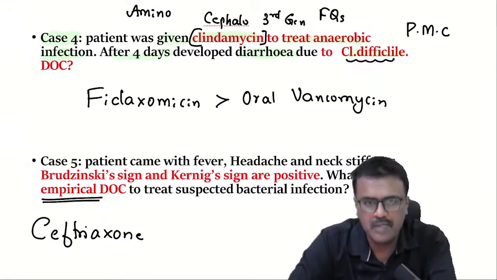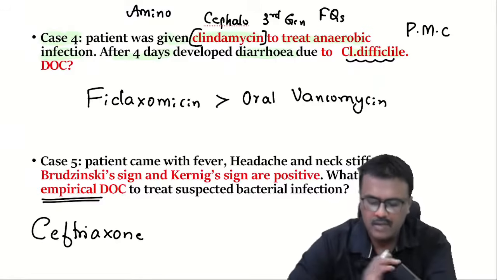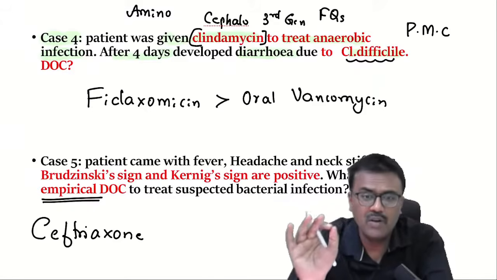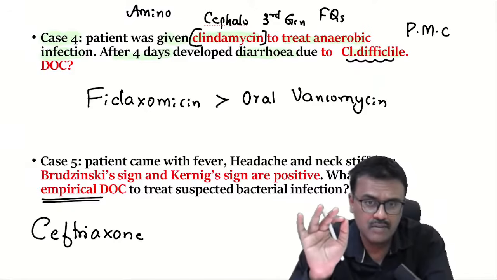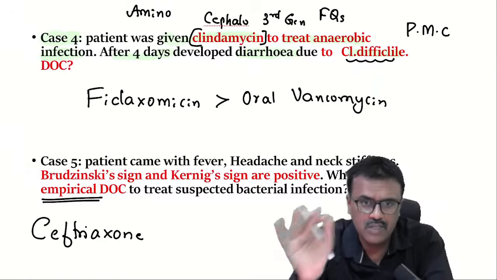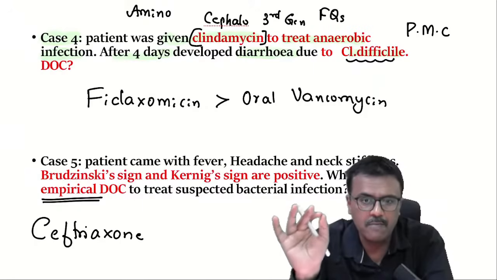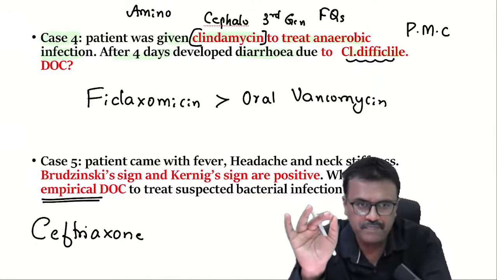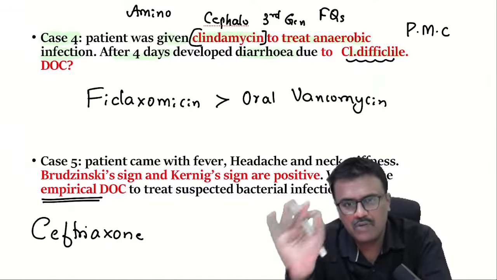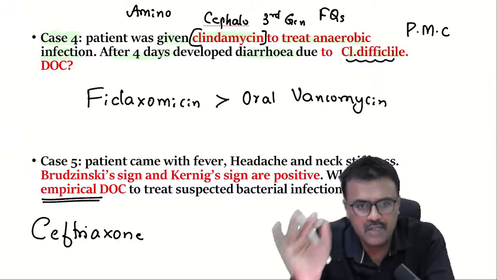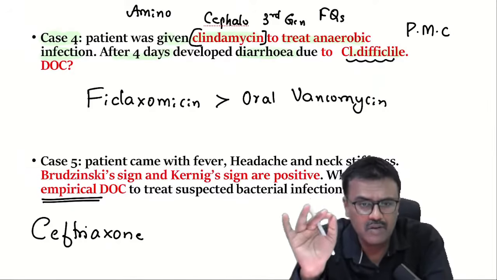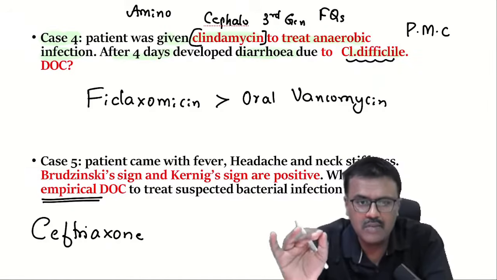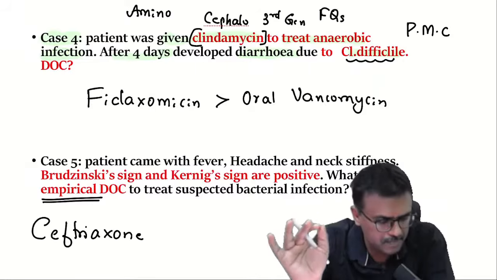suspected bacterial meningitis. But remember, ceftriaxone will not work on listeria. So if it is due to listeria meningitis, the drug of choice will become ampicillin. This is not tested. Otherwise, ceftriaxone will cover maximum bacteria causing meningitis, but it will not work on listeria. For listeria meningitis, you can give ampicillin.